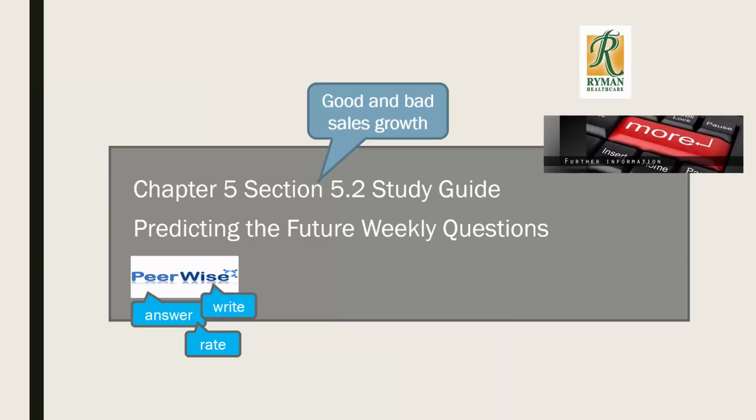For further information on good and bad sales growth, go back to Chapter 5, Section 5.2 in the study guide. Also, review the Predicting the Future weekly questions. Also, answer, right and rate questions on predicting the future in Peerwise.